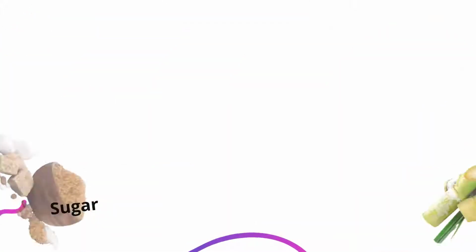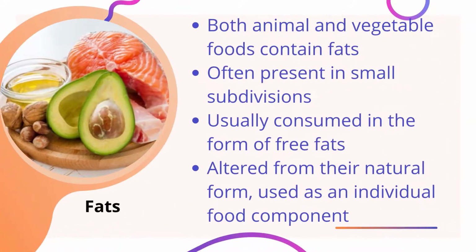Fats. Both animal and vegetable foods contain fats. The most notable examples of animal fats are butter, meat fats, and suet. In vegetable form, fat is plentiful in beans, nuts, peas, various grains, and a few fruits, such as olives. Fat is often present in small subdivisions. It is supplied naturally in fruits, grains, milk, nuts, and legumes, and it is best suited for digestion.